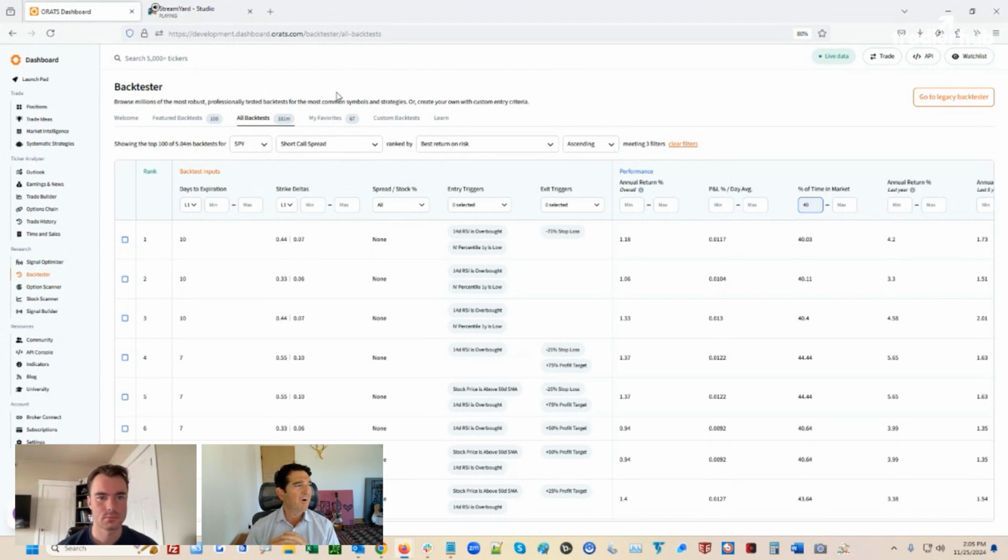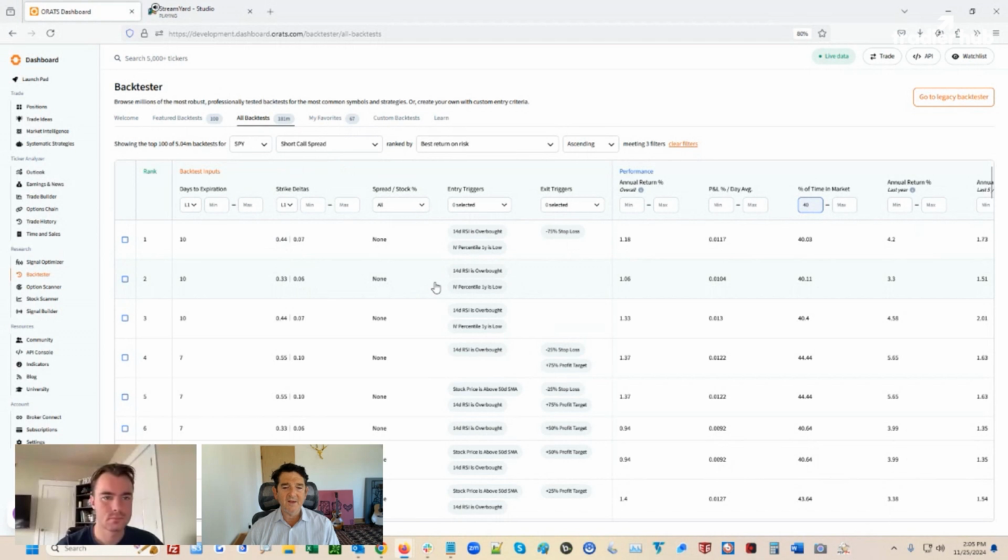It just seems like the market's a little bit high. If it keeps going up, c'est la vie. But usually with the market rallying as much as it has, it's hard to find backtests that work, meaning are profitable in a short call spread.